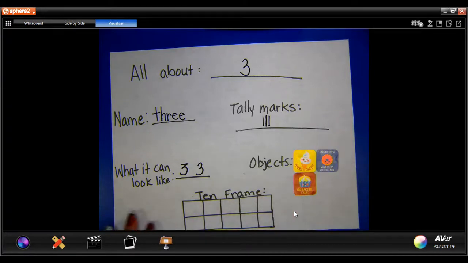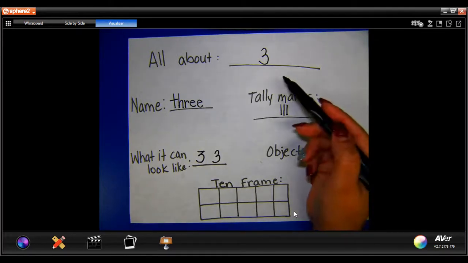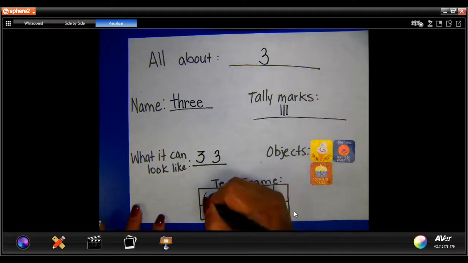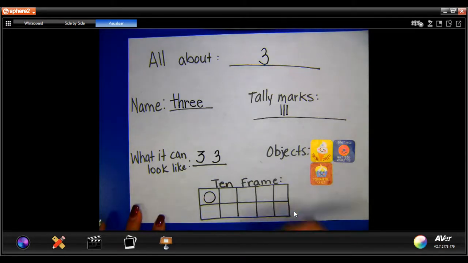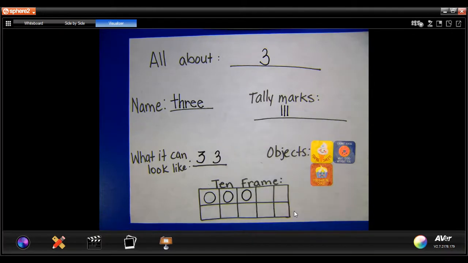And now we have our 10 frame. And how many circles are we going to draw? We're going to draw 3. So here we go. 1, 2, and 3. Good job. Okay. So now you can pause this video and go get your other paper so we can do number 4. Let me grab mine real quick.